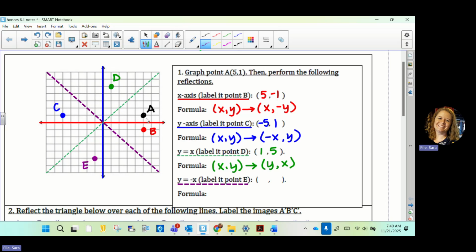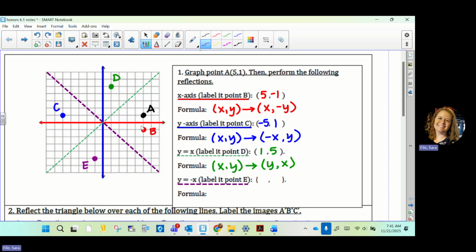Notice if I connected these, that I'm reflecting across any of these colors, if I connect them with a line, that line is perpendicular to the line of symmetry. If I connect A and E, it's going to be perpendicular to this purple dashed line. If I connect A and B, it's going to be perpendicular to the x-axis. So when you connect the reflected points, they should be perpendicular to the line you're reflecting across.